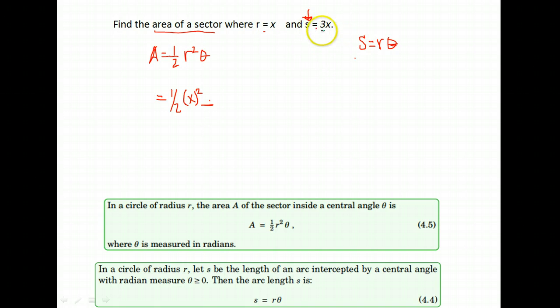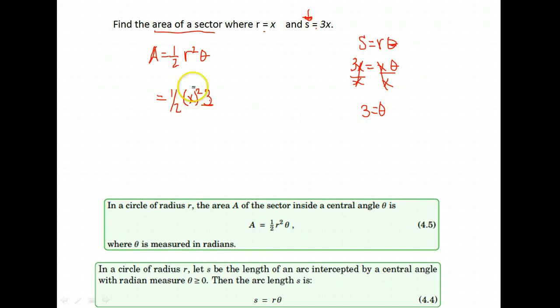Arc length s is 3x, so I replace the s with 3x. My radius r was x, so I replace the r with x and put theta. We want to solve for theta, so I'm going to divide both sides by x. And when I do, notice I just get that theta is 3. I can bring it back over here and put it into my formula for the area of a sector.